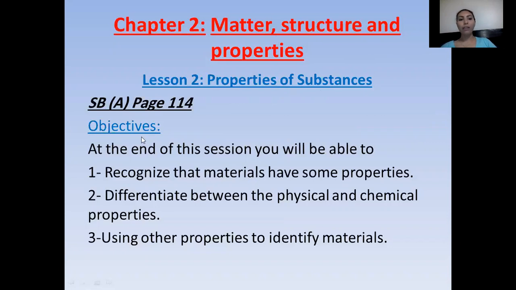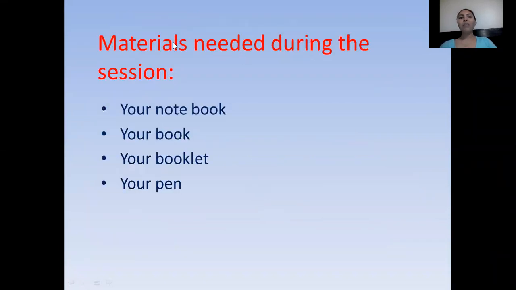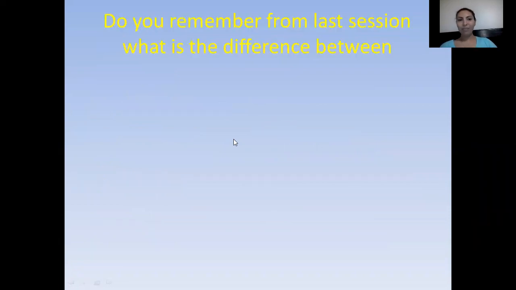What are the objectives? At the end of this session, you'll be able to: number 1, know that materials have some properties; we can differentiate between physical and chemical properties and use other properties to identify materials. And now, the materials needed during the session. Number 1, you can use your notebook, your booklet, and your pen.